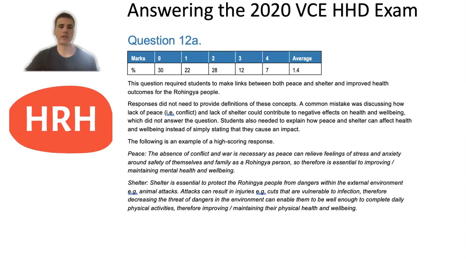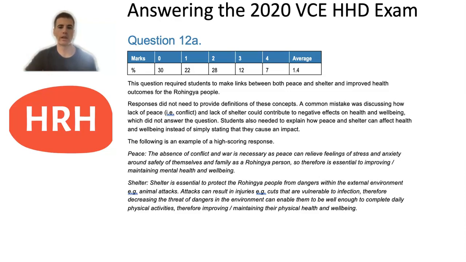You can see here this was a difficult question with only 7% of the state able to achieve full marks. And the examiner's report mentions that responses didn't need to provide definitions of these concepts, and that a common mistake was discussing how a lack of peace and a lack of shelter could contribute to negative effects on health and well-being, and that wasn't answering the question.